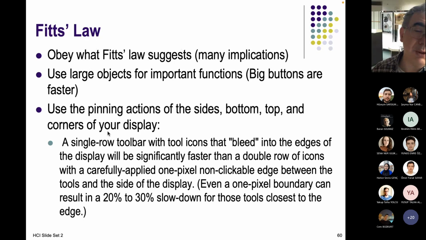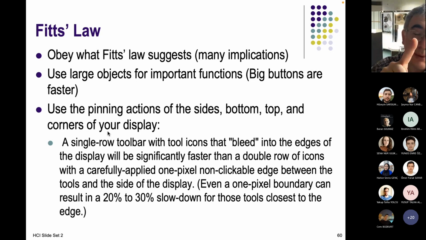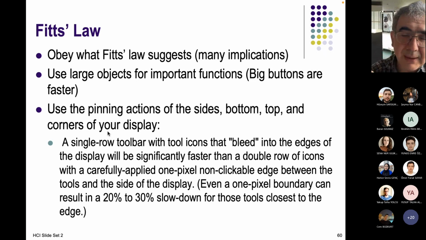So we have seen what Fitts' law is for movement. Use large objects for important functions. Big buttons are faster. Use pinning actions to the sides, bottom, top, and corners of your display. So, for example, going to the right and clicking. There is a button on the right. You go there and click. You move the mouse and click.